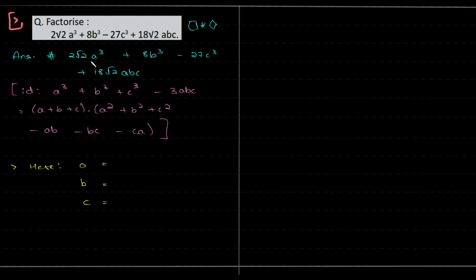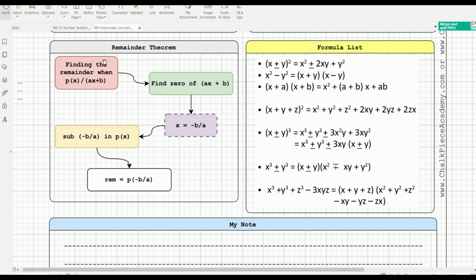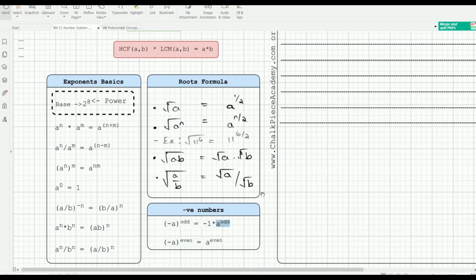So a is not clearly visible, b is also not clear, c is also not clear. Let's do it one at a time. So let's begin with 2 root 2 a cube. So how will we go about doing this? First thing is 2 root 2, which can be written as 2 to the power of 1 into root 2, that is 2 to the power of half, right? So again, go back to your list, it will help.